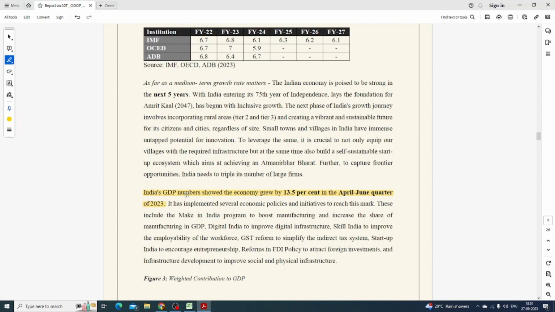You can see that is one of the reforms which is working very well. And then you have the GST reform, which made it easy for paying the indirect tax system in the country, and Startup India to encourage entrepreneurship. So the startup environment is also very open now in India. There are several startups, and they have made reforms in FDI policy.